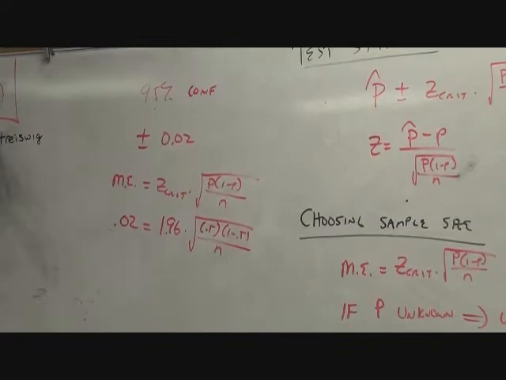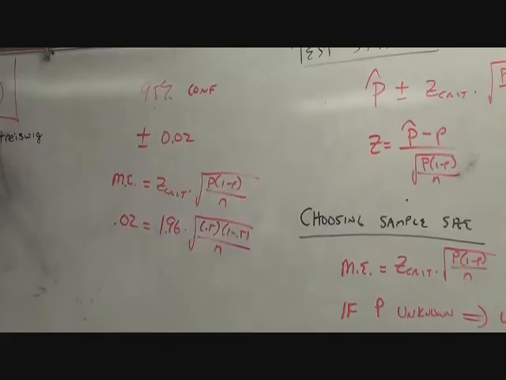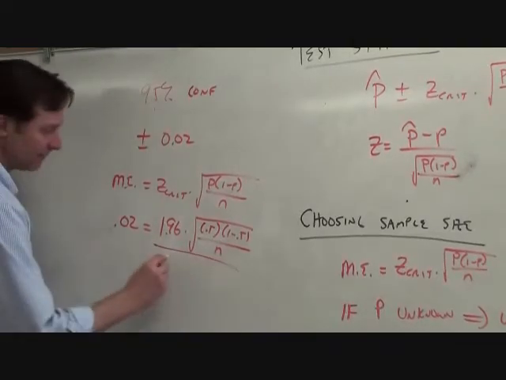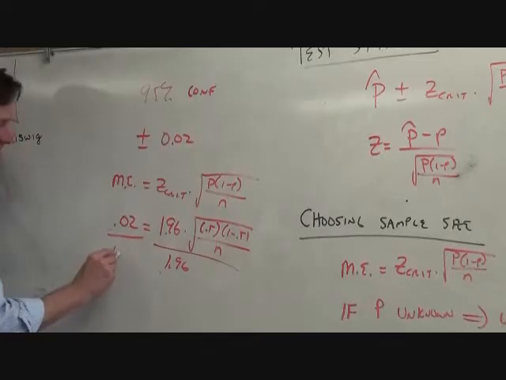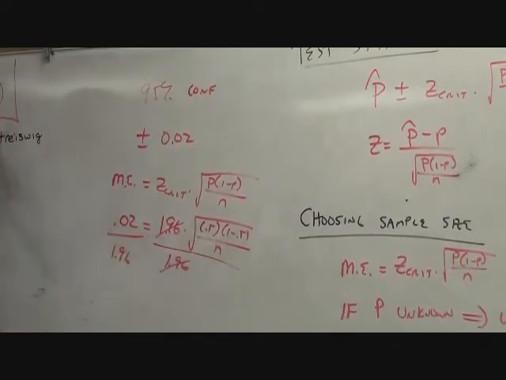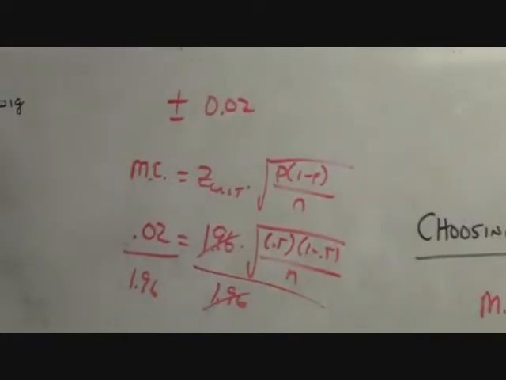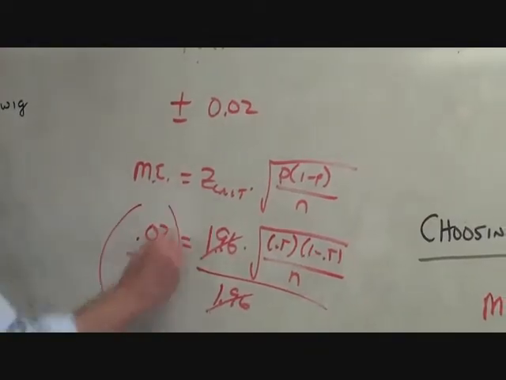I want to get the n by itself. And the n is under the square root, so be careful. This is where you need to show your work. What's our first step? Okay, so let's get rid of that 1.96. Now I've got that equal to that. What do you want to do next? I would square it, right? Get rid of that square root. So let's square both sides.